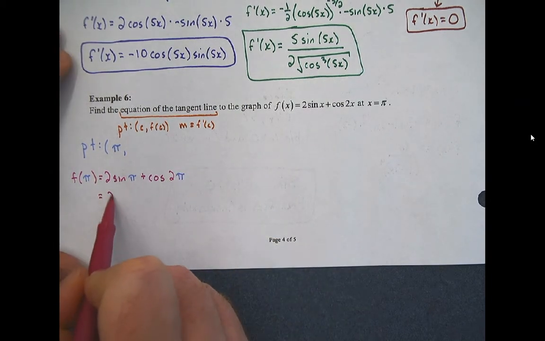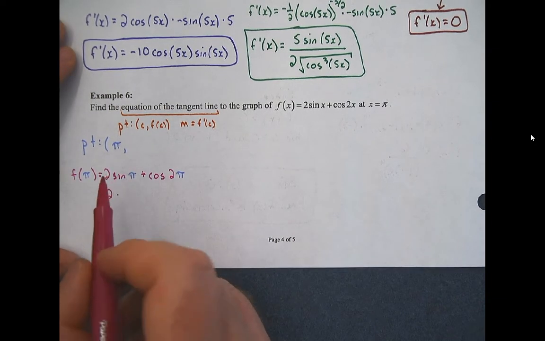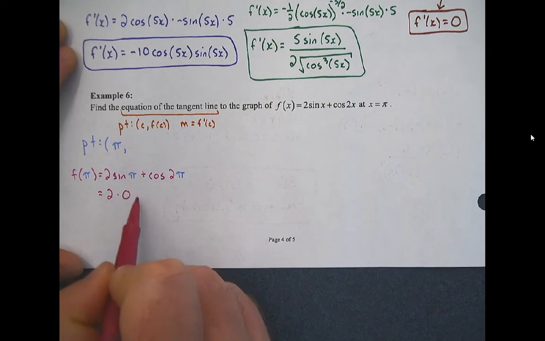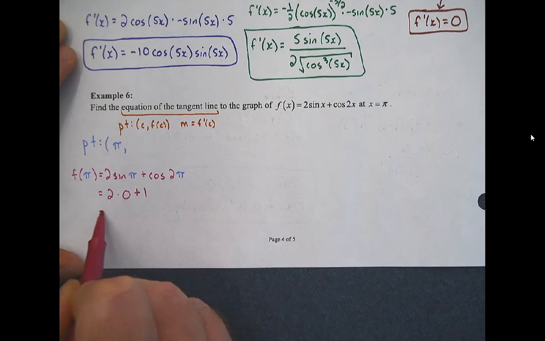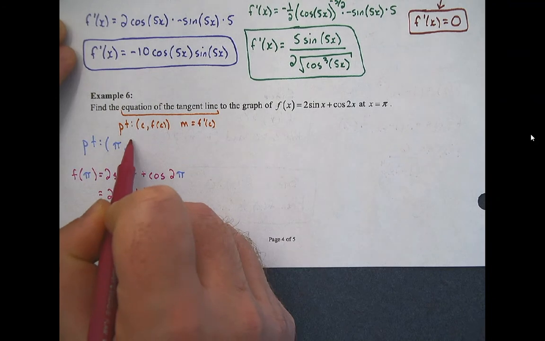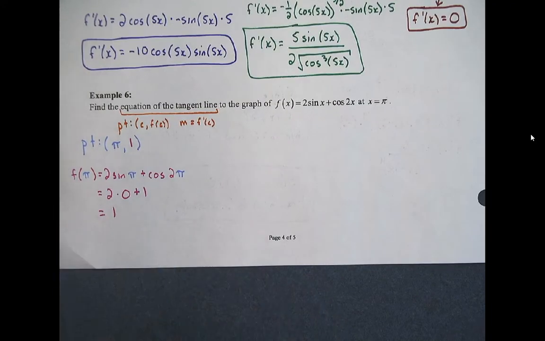So this would be pi over there at 180. Sine of that would be 0. Plus cosine of 2 pi, that would be 1. 2 times 0, so we would get 1. So our point is pi comma 1. Now we need to figure out the slope.